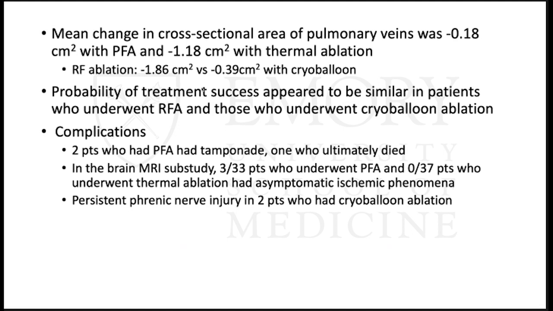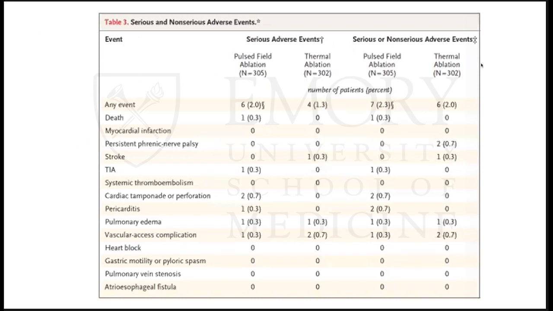So the probability, again, was very similar between PFA and those who underwent RF or cryoballoon ablation in terms of treatment success. And then looking at the complications, 2 of the patients who had PFA had tamponade, 1 who ultimately died. And then in the brain MRI sub-study, 3 of the 33 patients who underwent PFA and 0 of the 30 patients who underwent thermal ablation had asymptomatic ischemic phenomena. And then there was persistent phrenic nerve injury in 2 patients who had cryoballoon ablation. And this kind of highlights, again, some of these complications.